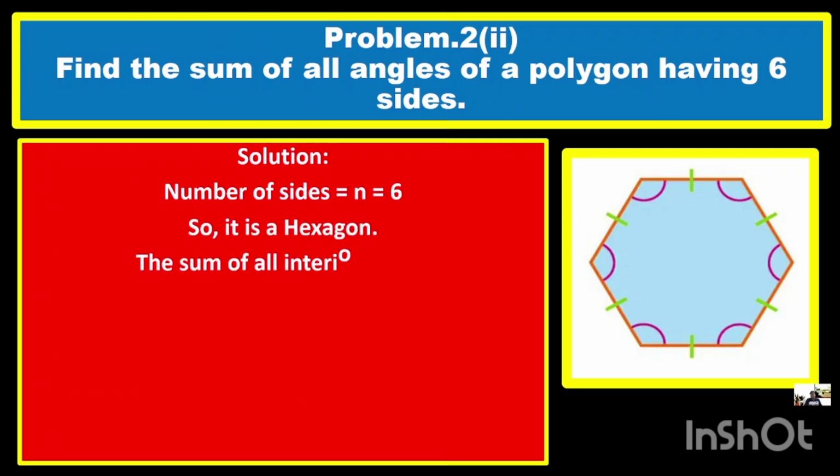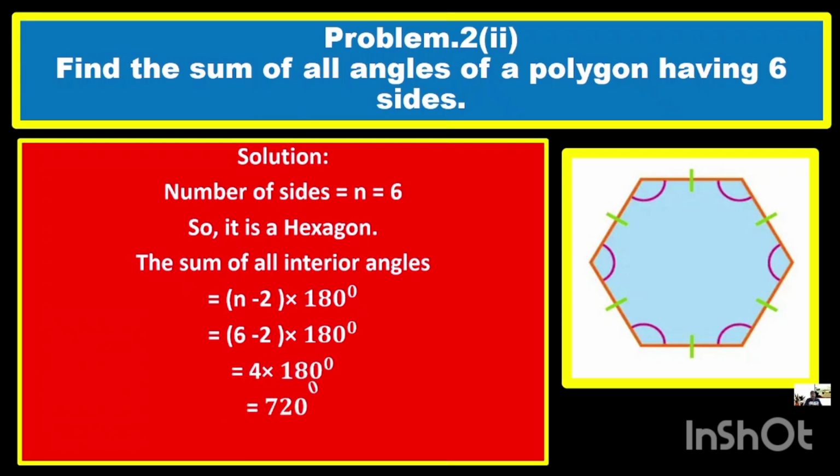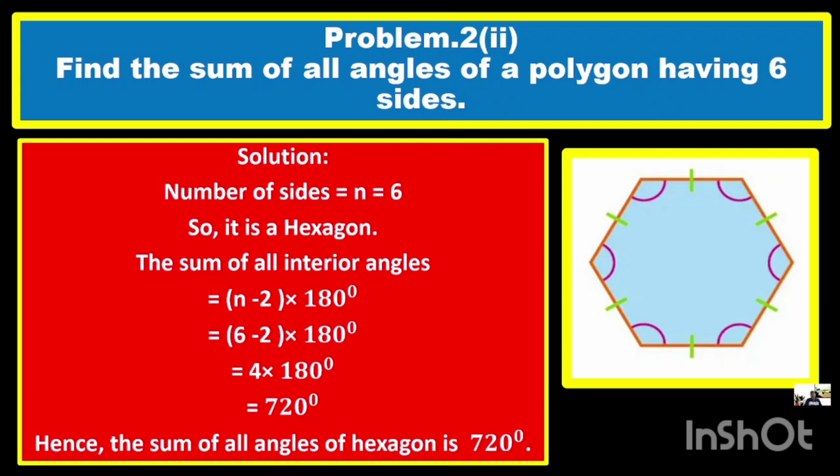The sum of all angles of a hexagon, as per the formula (n minus 2) into 180, is (6 minus 2) into 180, 4 into 180, which is 720 degrees. Hence the sum of all interior angles of a hexagon is 720 degrees. Right?